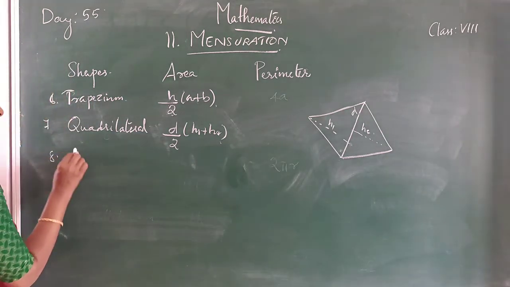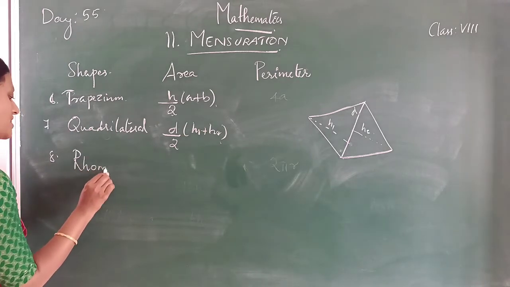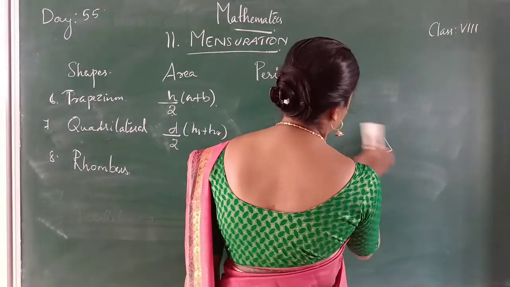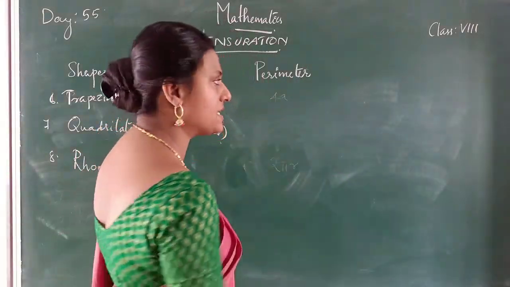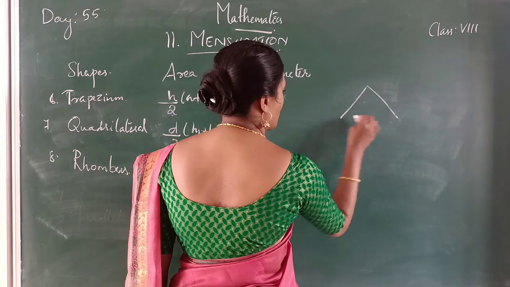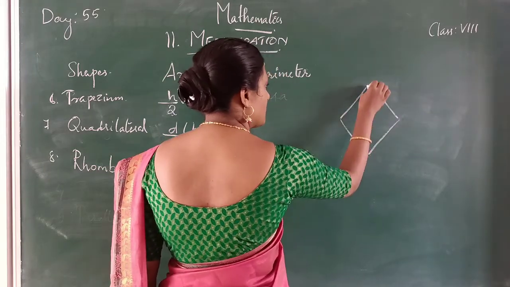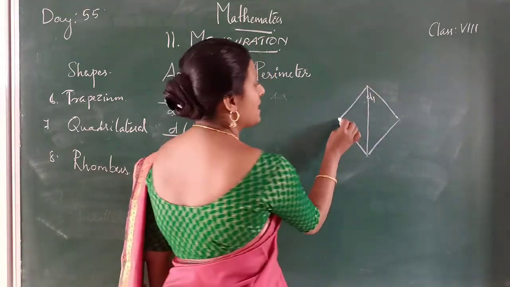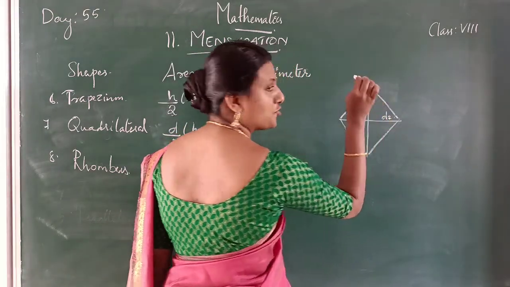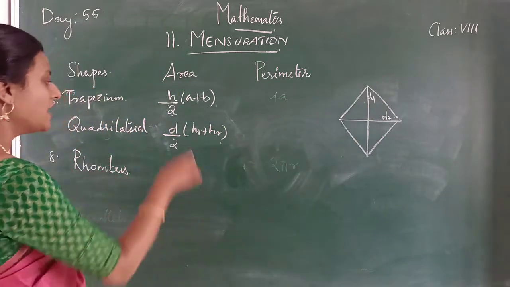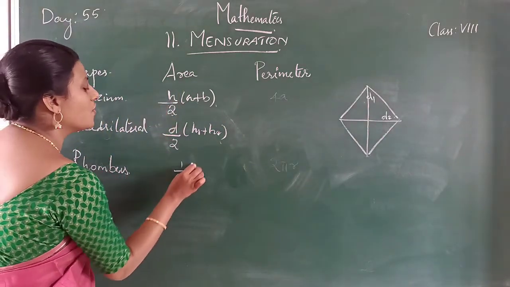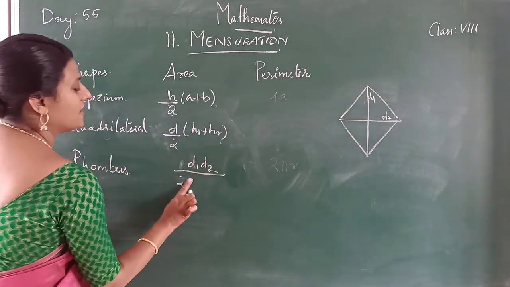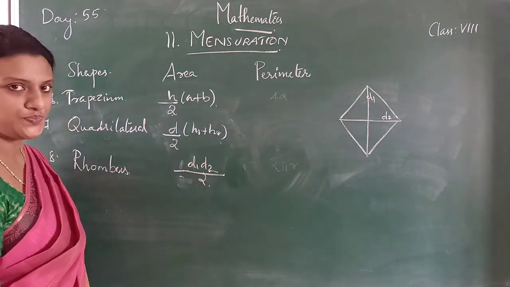Next one is a rhombus. The condition is, if two diagonals of a rhombus are given, rhombus means all four sides are equal, this is a rhombus. Okay, the length of the first diagonal is D1, let the length of the second diagonal be D2. If D1 and D2 are given, the area of the rhombus is half of D1 D2, or simply we write D1 D2 by 2.